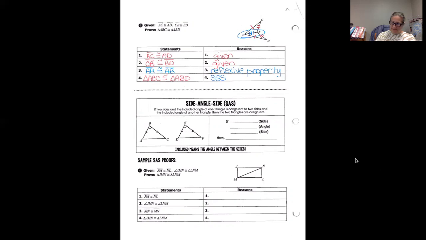All right, now we're going to talk about side, angle, side. If 2 sides and the included angle of one triangle are congruent to 2 sides and the included angle of another triangle, then the 2 triangles are congruent. Included means the angle between the sides. If that is not there, you cannot use side, angle, side.